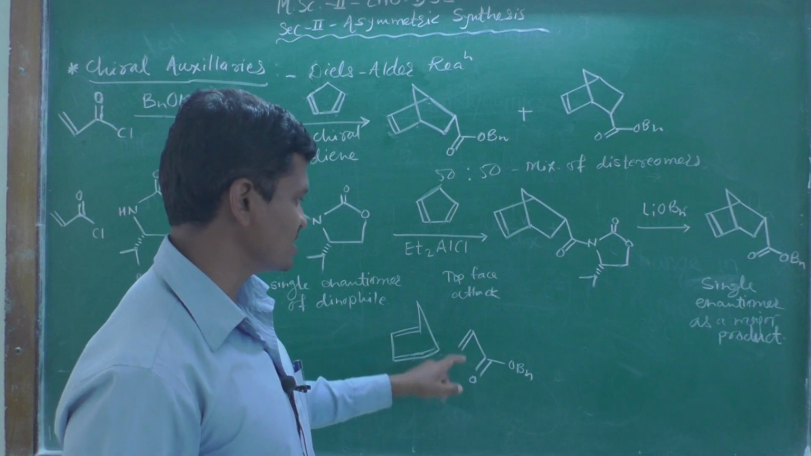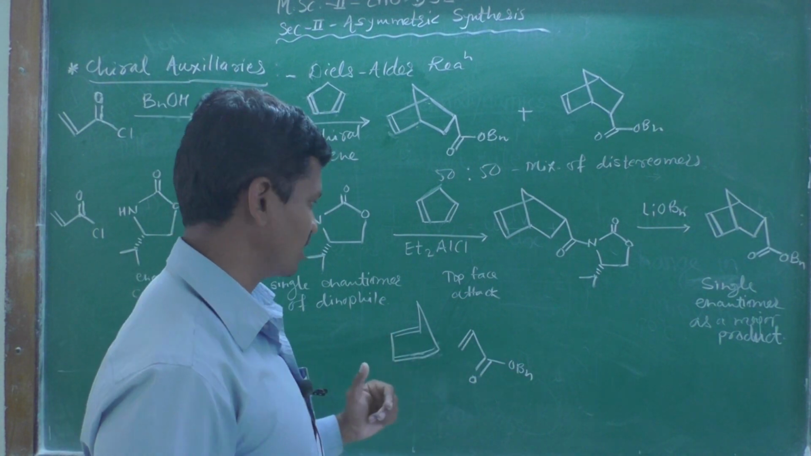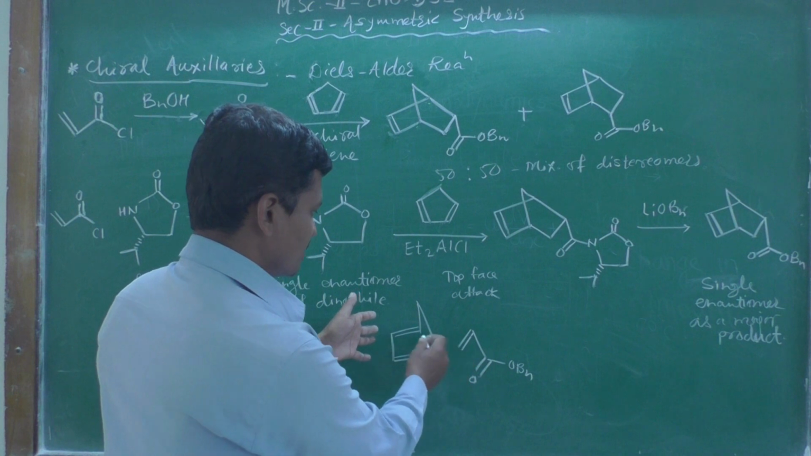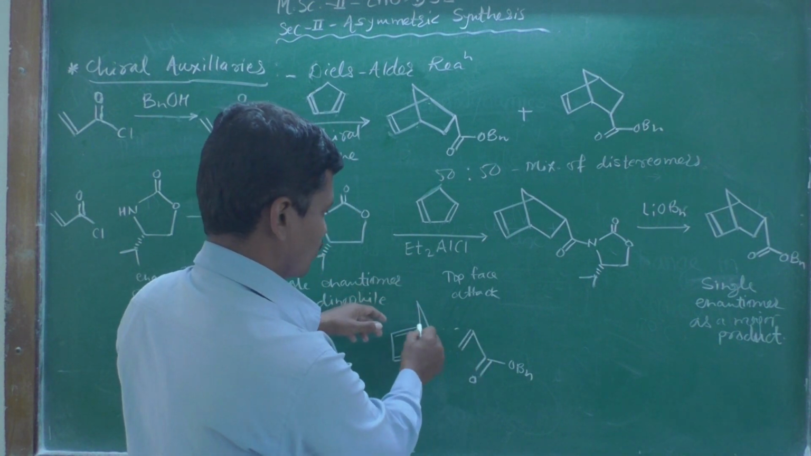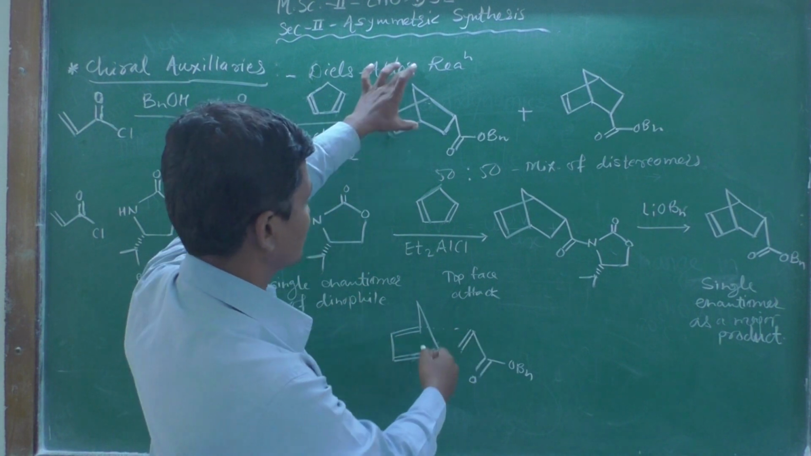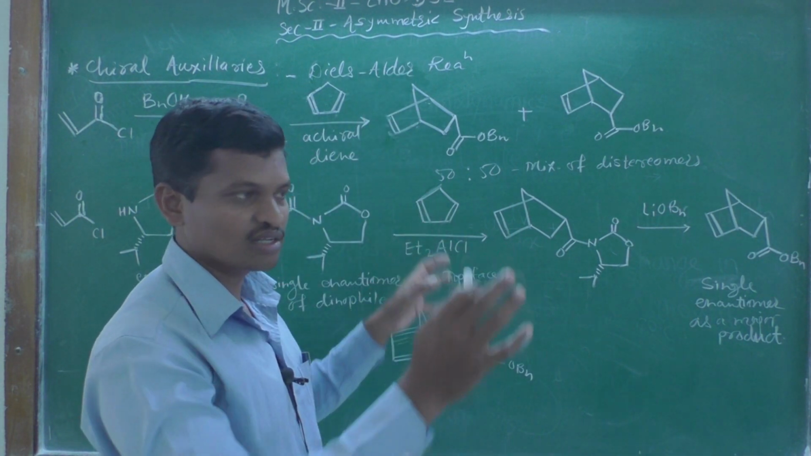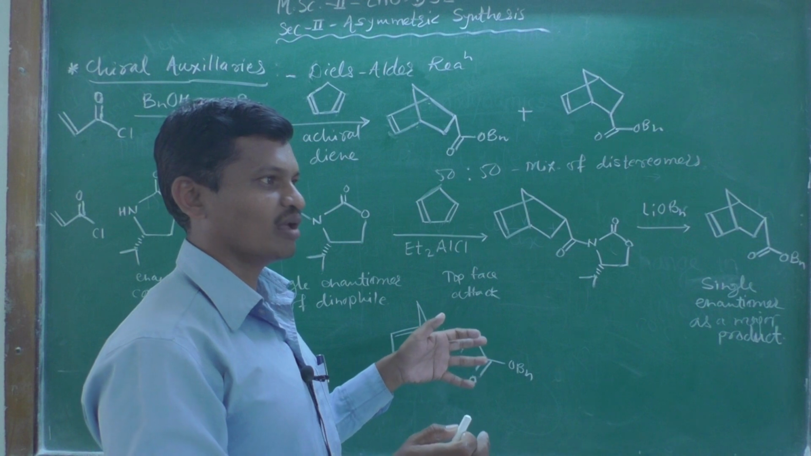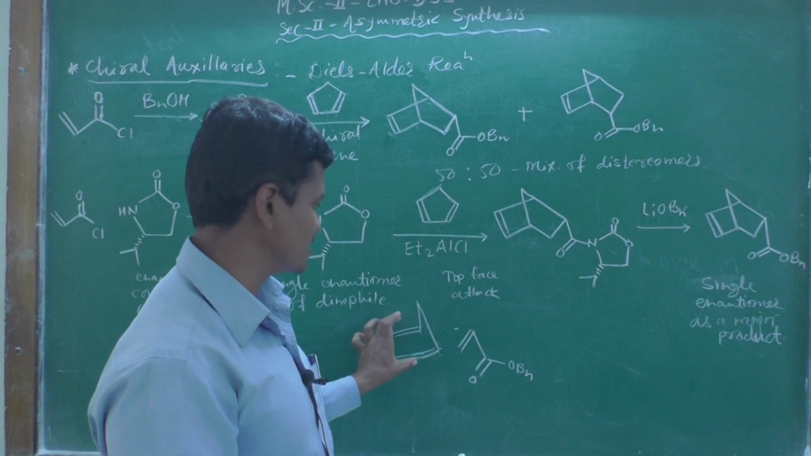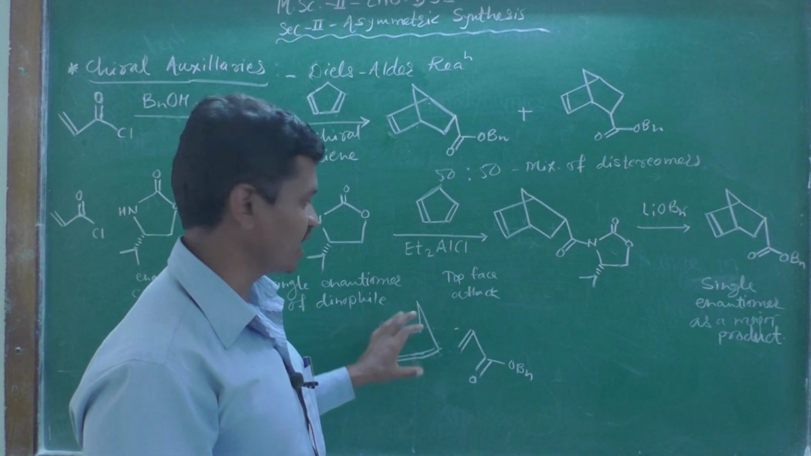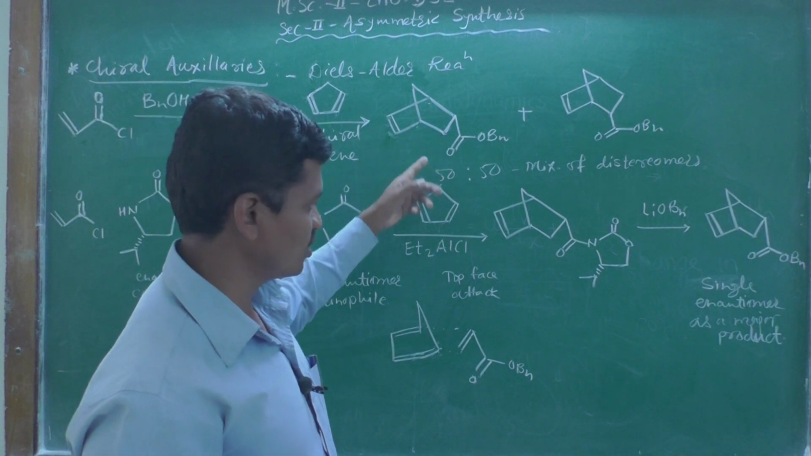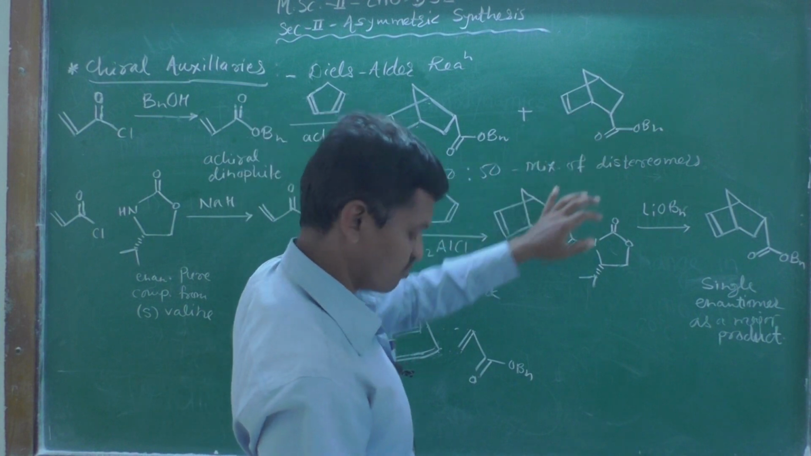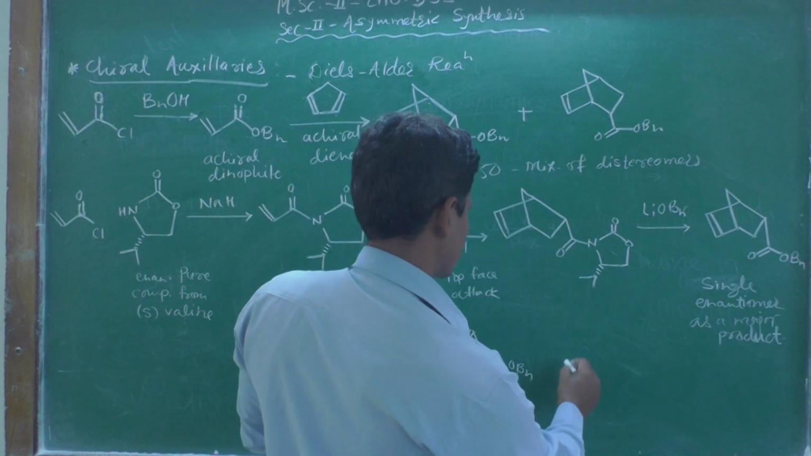This is a diene, cyclopentadiene, and this is a dienophile. Both are achiral. From this orientation, there is a formation of this 6-membered ring: 1, 2, 3, 4, 5, 6. This is the transition state between this dienophile and diene, and this transition state results in the formation of this product, whereas this other product will form by a transition state like this.